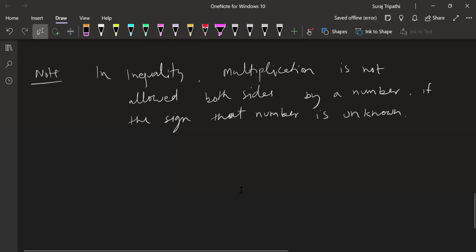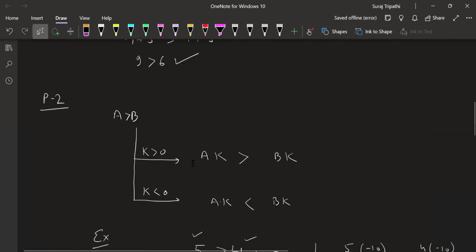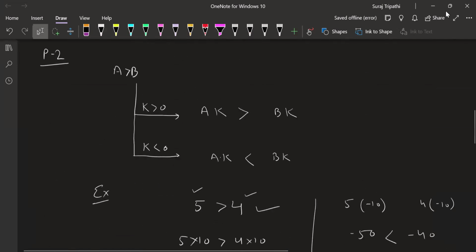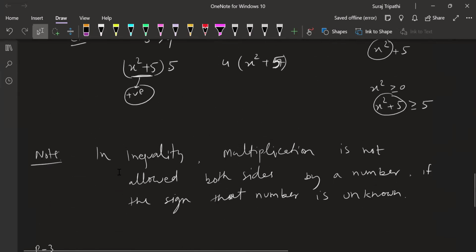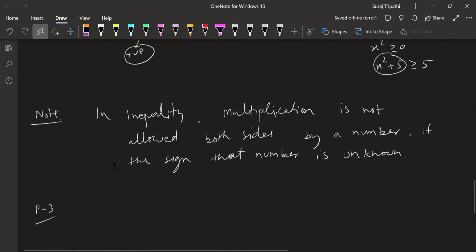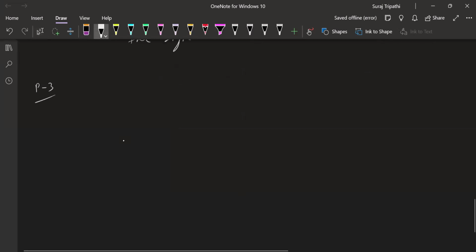Next property. I think property 3. Property 2 and property 3. So property 3, suppose we have an inequality. A is greater than B.